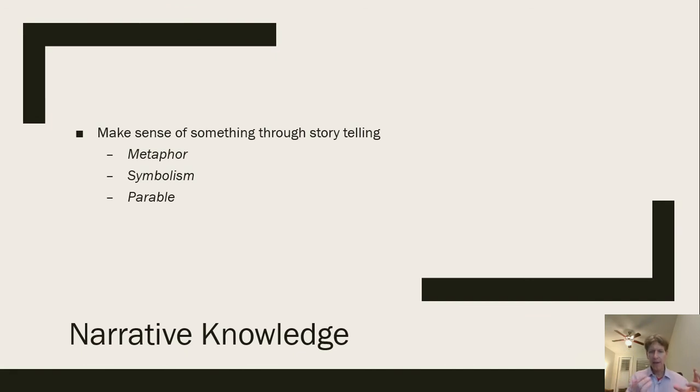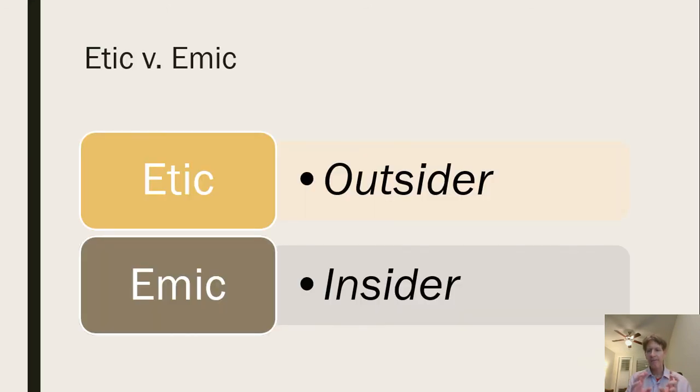We get into narrative knowledge, and narrative knowledge is very much associated with rationalism, constructivism. You make sense of something through storytelling, metaphor, symbolism, parable. And finally, you have to keep in mind, do you have an etic approach or emic approach? Are you an outsider or are you an insider? Now, if you're an empiricist, that might not matter as much because knowledge is knowledge, right? There's one solid, stable form of knowledge, and we're looking for objectivity.